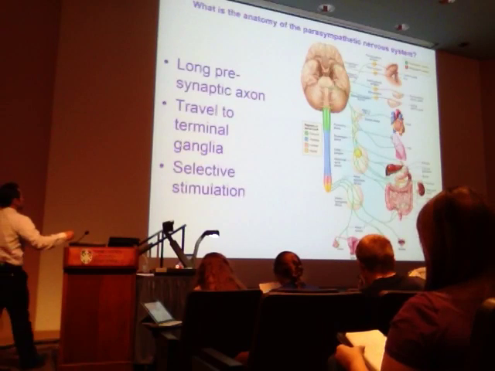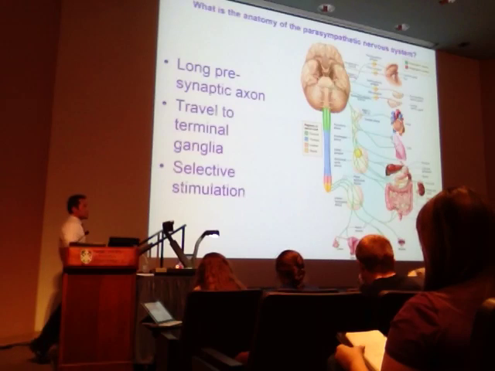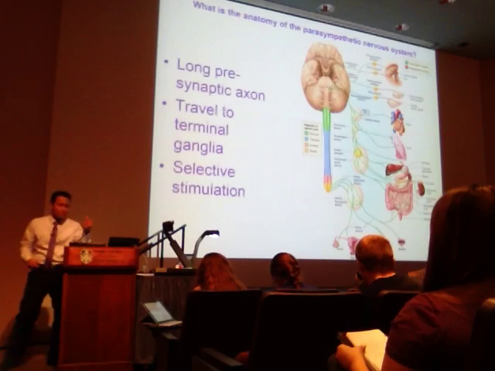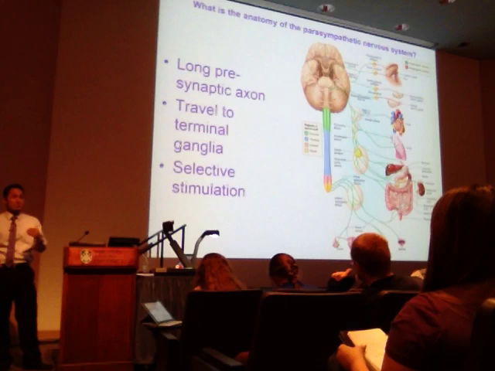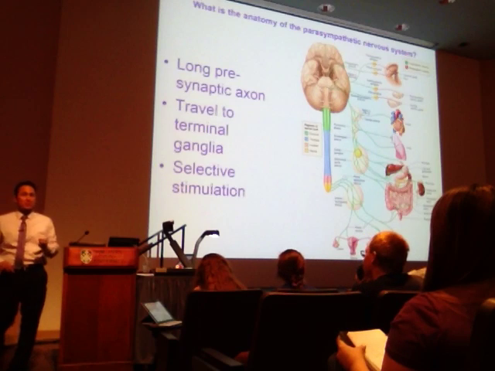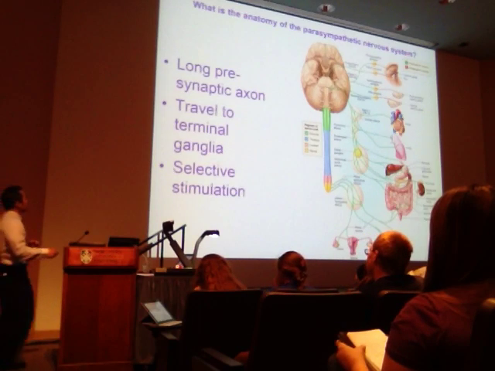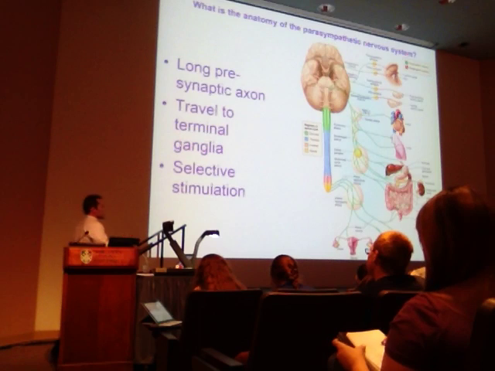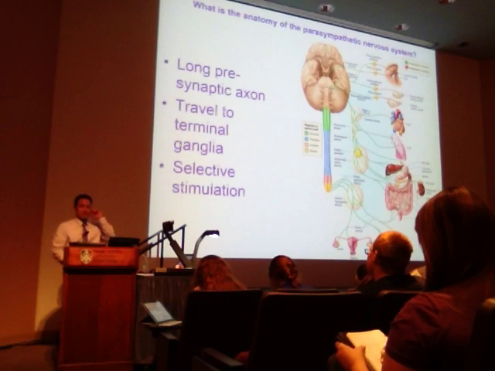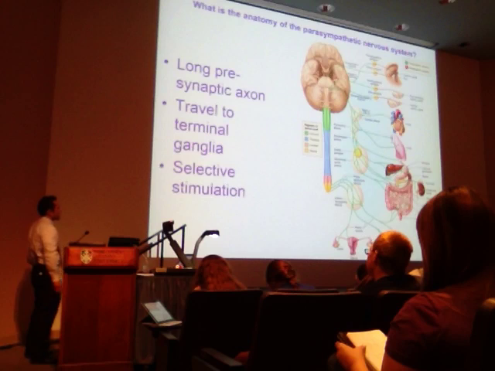Okay, so this one is a long presynaptic axon. So if you didn't do the reading, this is kind of confusing so far. If you did the reading, you're like, oh, I know exactly what he's talking about. Well, we're going to get to some pictures here in a moment. It travels to a terminal cell body collection, or a ganglia, and it has selective stimulation.